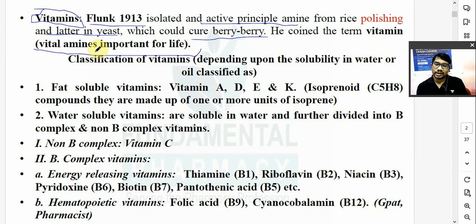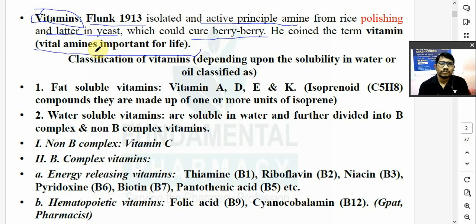Like vitamin A is important for your sight, so if you suffer from vitamin A deficiency, you may suffer from night blindness. If you suffer from vitamin D deficiency, you will suffer from either rickets or osteomalacia. Vitamin E is also important. Likewise, if you are deficient in vitamin K, that leads to bleeding, because vitamin K is important for coagulation.